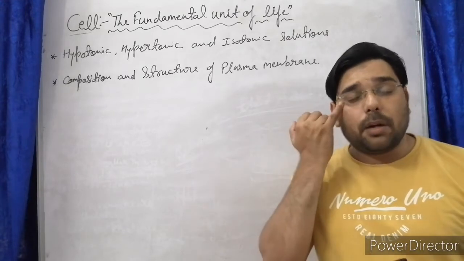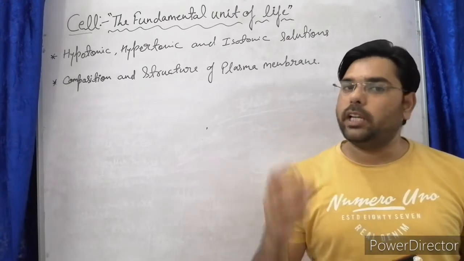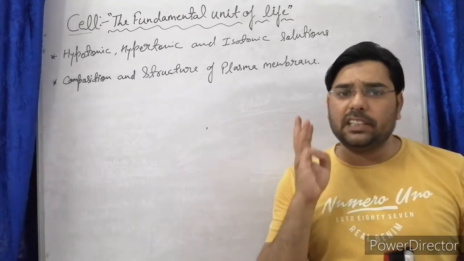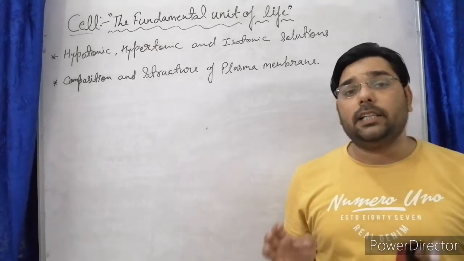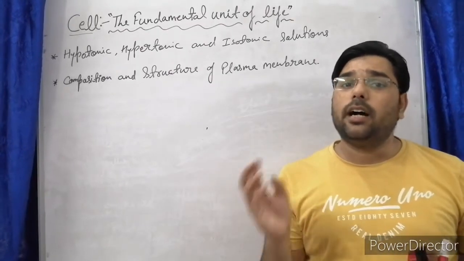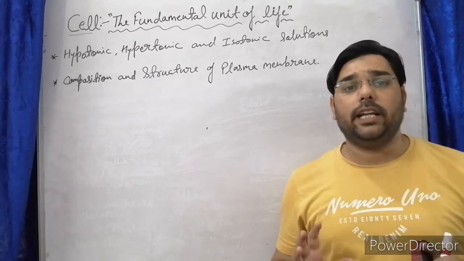So plasma membrane has three main components: phospholipid, protein and carbohydrate. Besides this it has many more components, but these three are the major components of plasma membrane. The scientists named Singer and Nicholson gave the fluid mosaic model of plasma membrane, which we have to study.